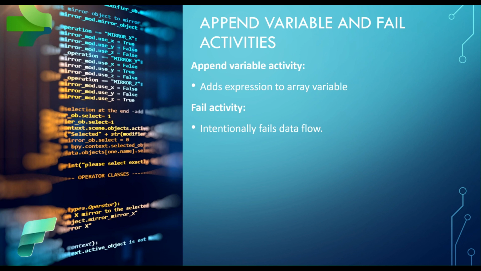Fail activity is another control flow activity. It allows you to intentionally fail your pipeline. That could be useful in some scenarios where your pipeline wouldn't normally fail. An example could be your source table could be empty and you want your pipeline to fail and display some error. Or your source folder could be empty.